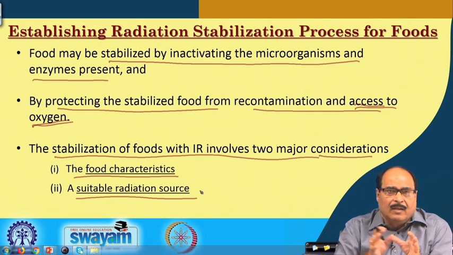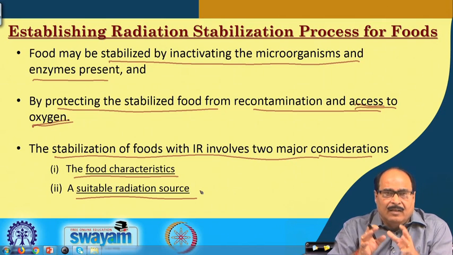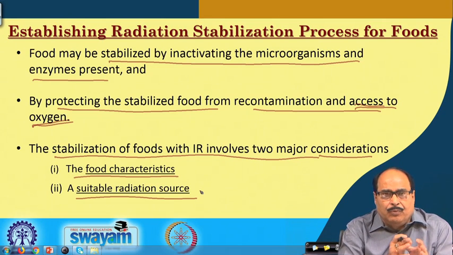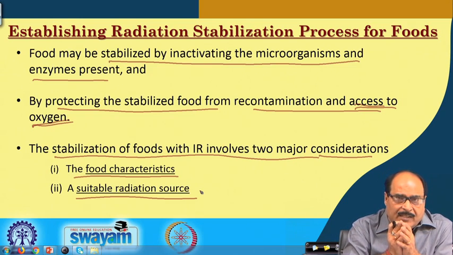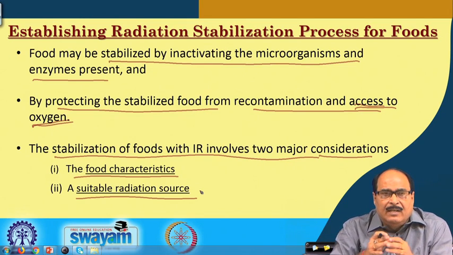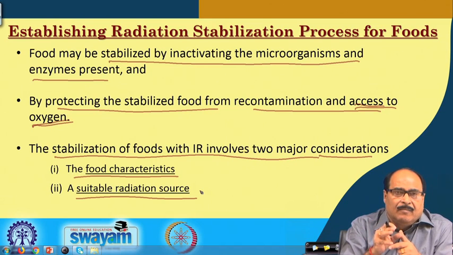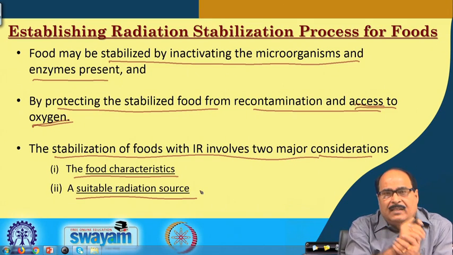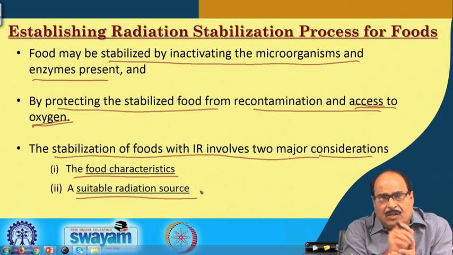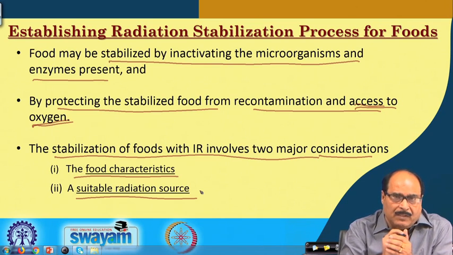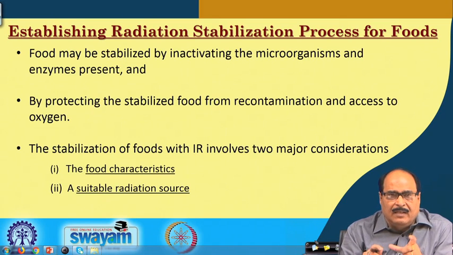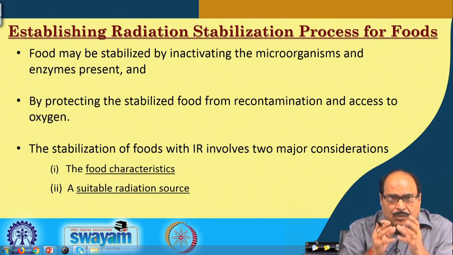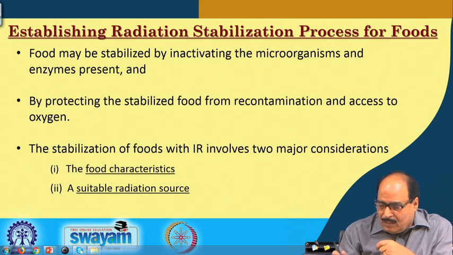So, on the basis of the food characteristics, the data of the food and its information about the microorganisms and other things which it can support is needed to establish the radiation process, that is, how much radiation energy is required to be given for a specific purpose. And then other things, a suitable radiation source; obviously you should have a good source to produce the ionizing radiation.